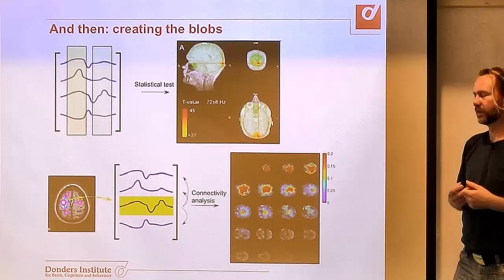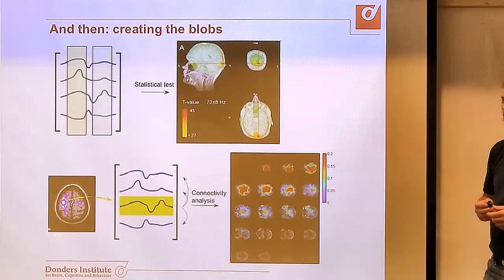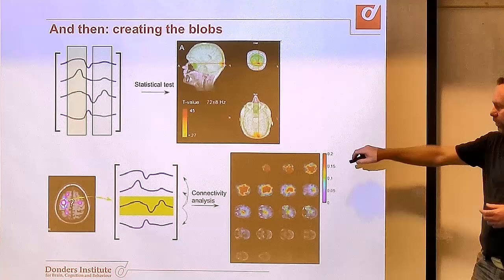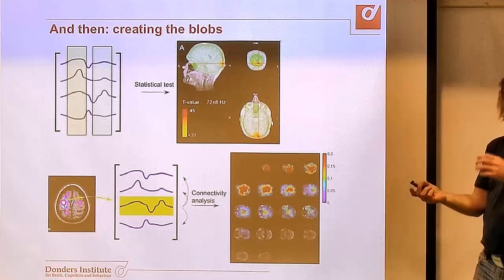Of course, what we also can do, having the time series at the source level, is look at connectivity. So we can compute the connectivity between each of the time series, and given a seed region, we can visualize the connectivity of that seed region to the rest of the brain.